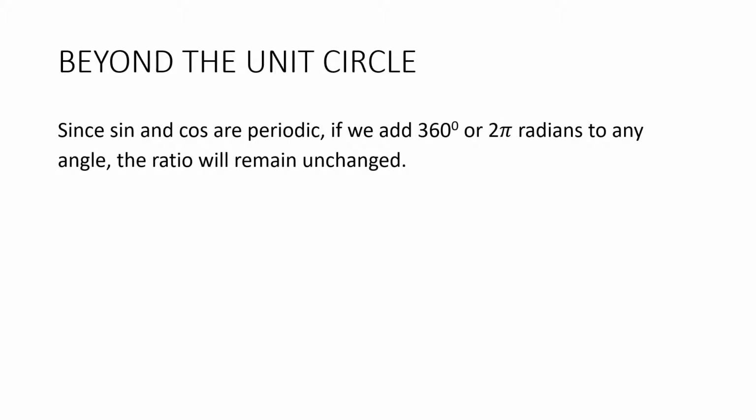Since sine and cos are periodic, if we add 360 or 2 pi radians to any angle, then the ratio will remain unchanged. So we can write sine of theta plus 2k pi will be equal to sine of theta. I know this notation is a little scary. This just means if I take any angle and add 360 to it or 2 pi to it, it's going to stay the same. Okay, and it says that k has to be an integer here.